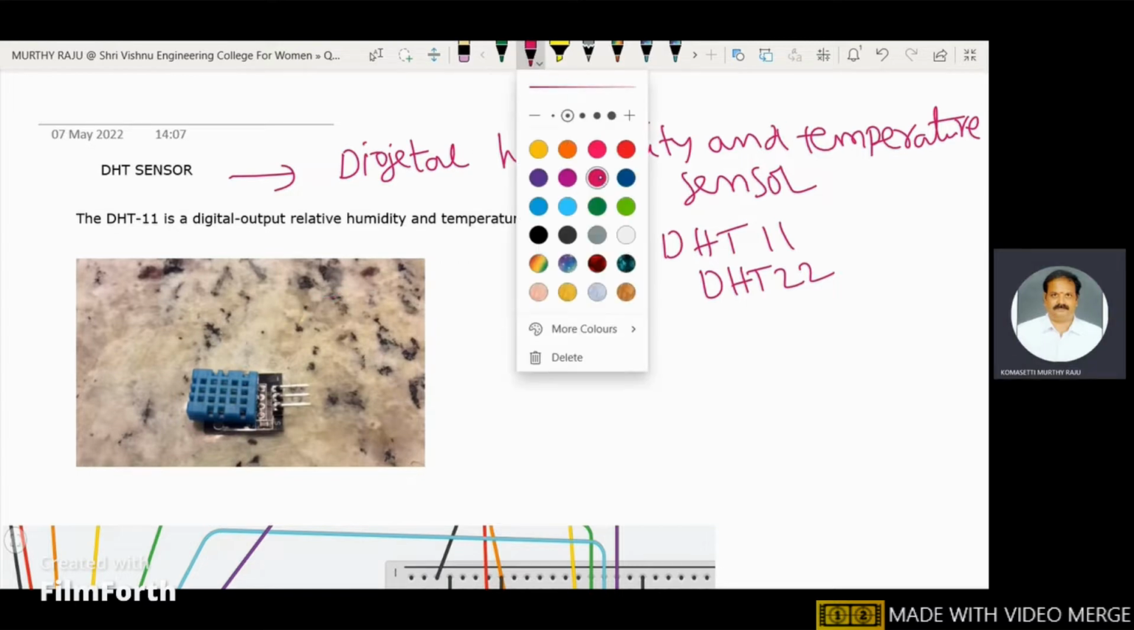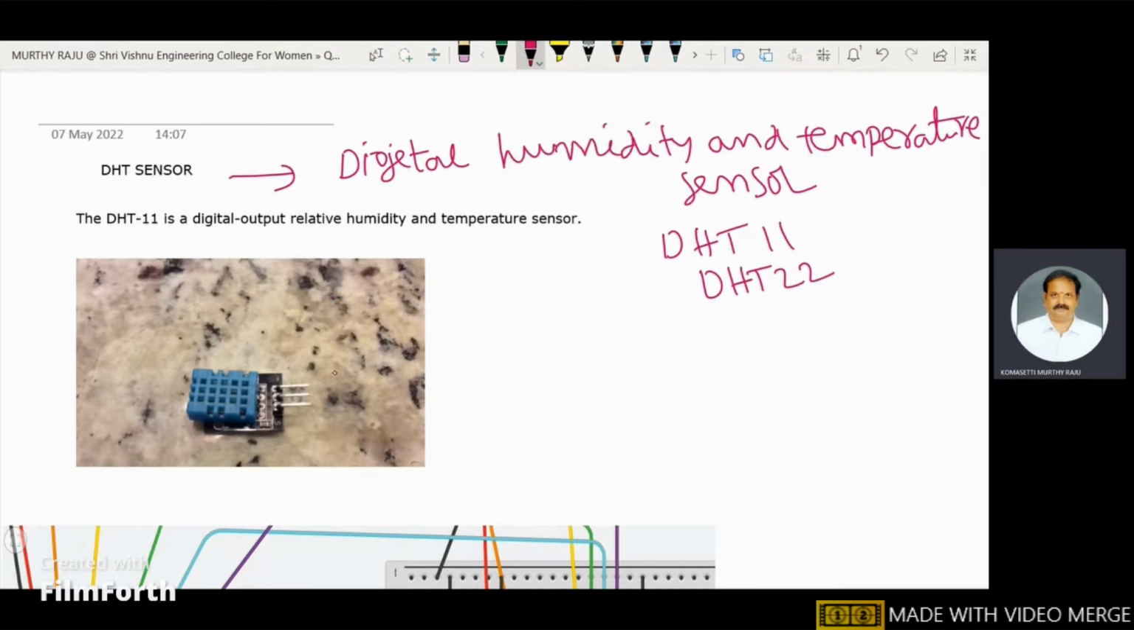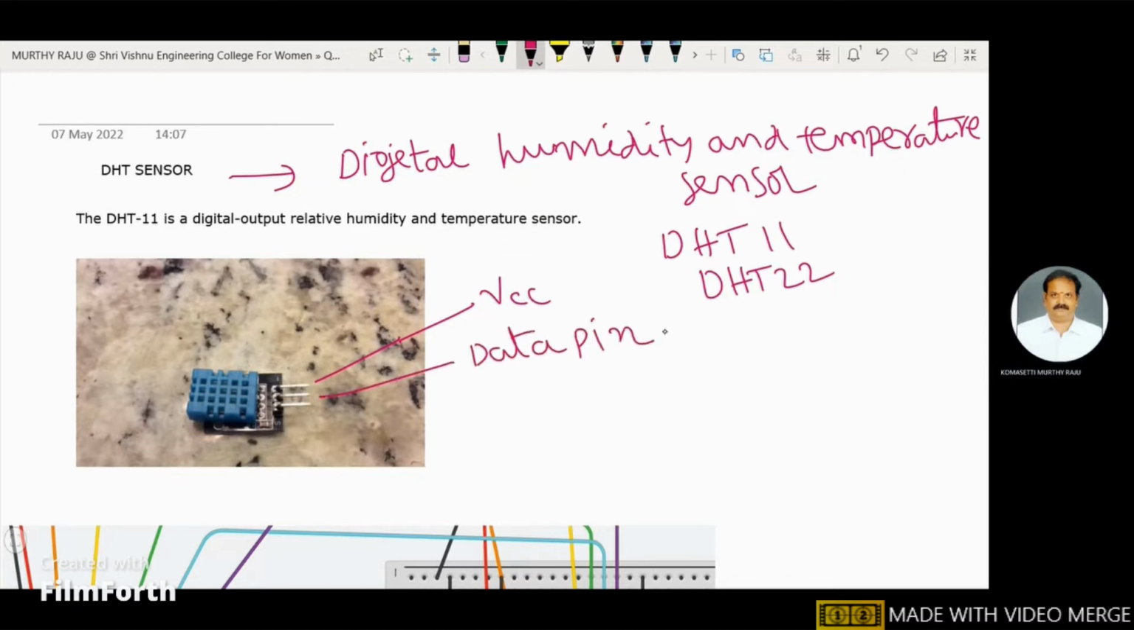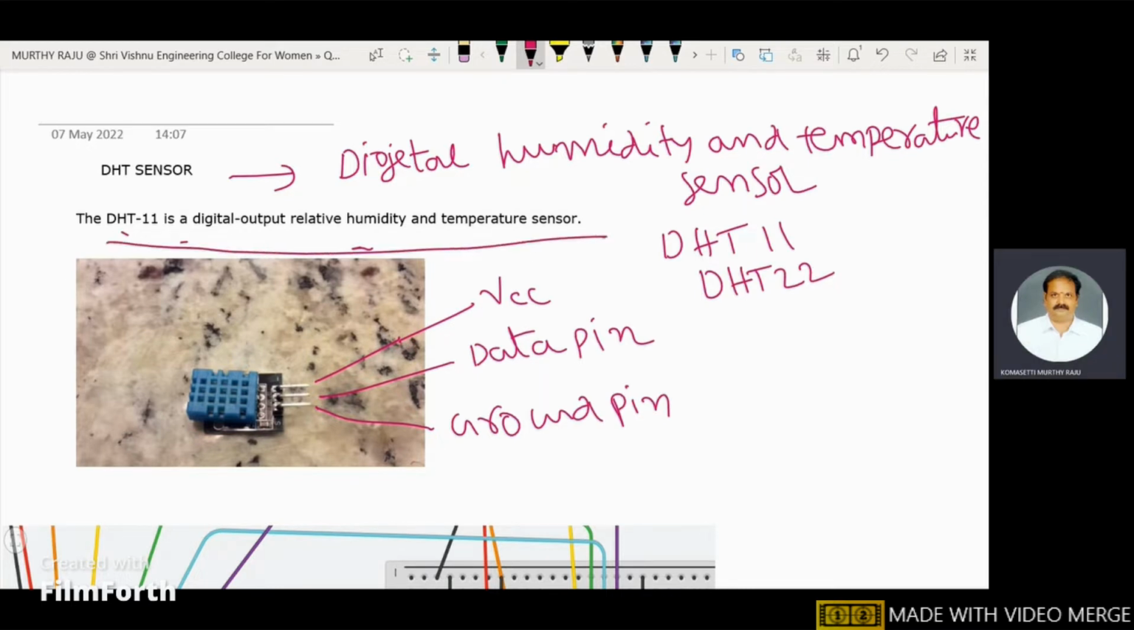The DHT11 sensor has 3 pins. This pin is VCC. This one is a data pin. This one is the ground pin. These are the 3 pins. The DHT11 is a digital output relative humidity and temperature sensor.